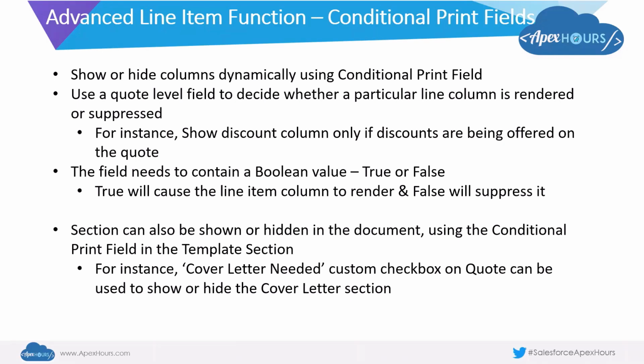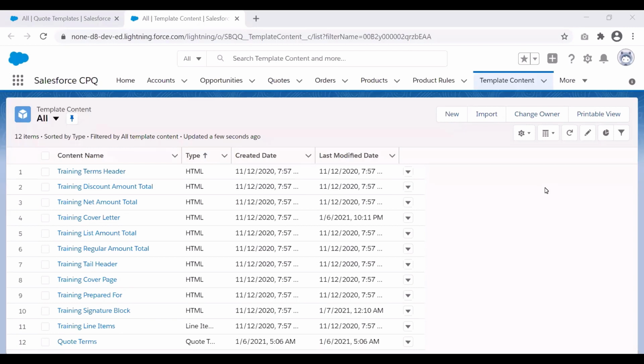And a typical example here would be like a cover letter needed, right? So you don't want a cover letter to be attached on all your codes. Then you could just have a custom field created, cover letter needed, on your code, and the sales rep can check that if he wants to include a cover letter on the code document. So then what it would do is it would go ahead and enable the section based on this field's value on your code.